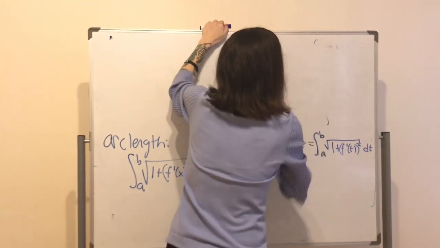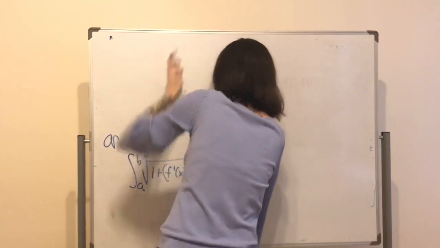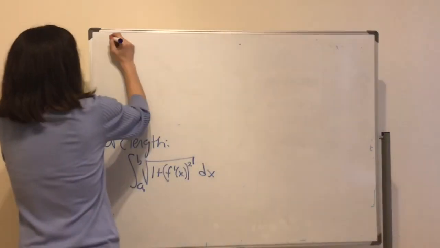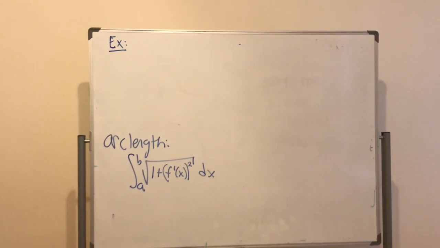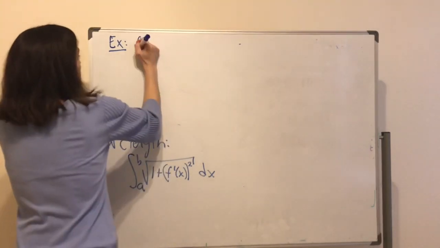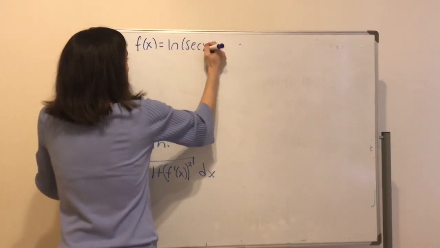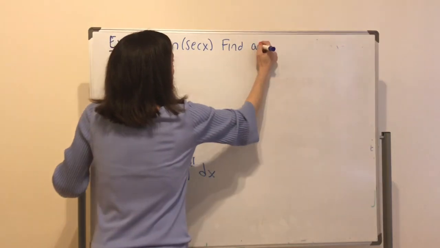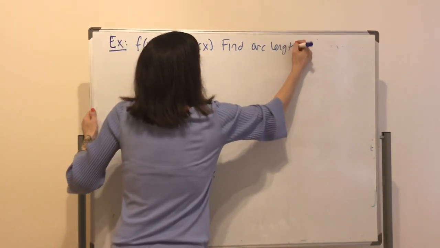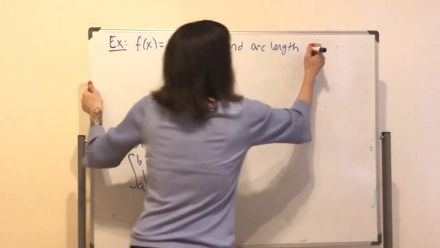But let's do one of this y equals f of x form. And this example comes from trigonometry. Okay, so example, we have f of x is ln of secant of x, and we want to find the arc length on 0 to pi over 4.